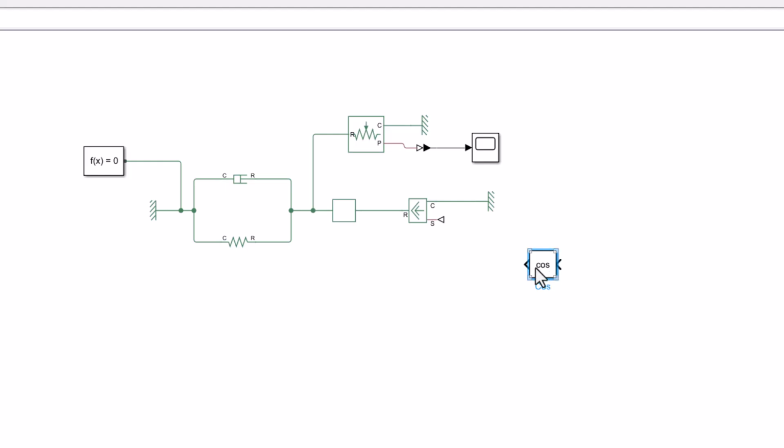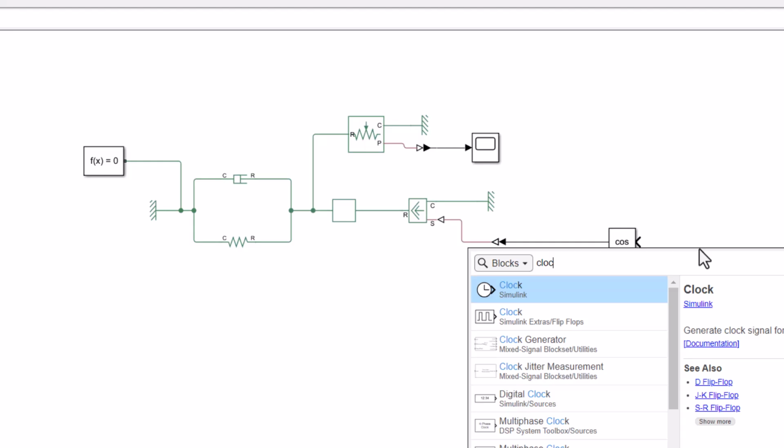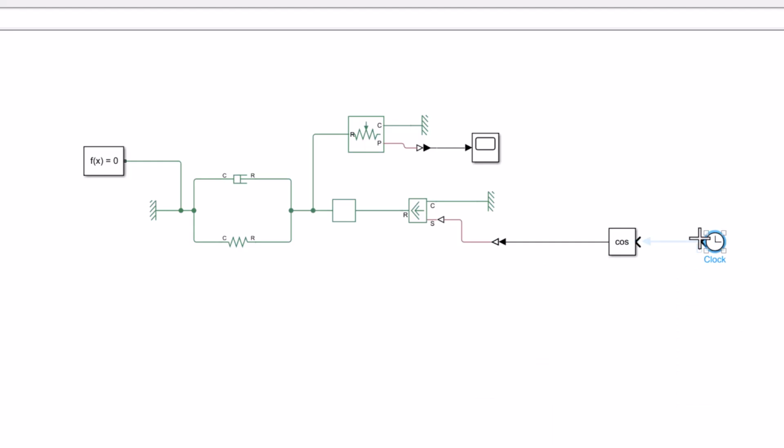And this block takes the cosine of its input. So I need cosine of omega t. I create a Simulink-PS converter. Okay. So the block that gives us time is named clock. So I add a clock block and it is time. So time has to be multiplied by omega. So I add a gain block, I name it omega, and I set it equal to 10. So this signal is omega times t, and this is cosine of omega times t.